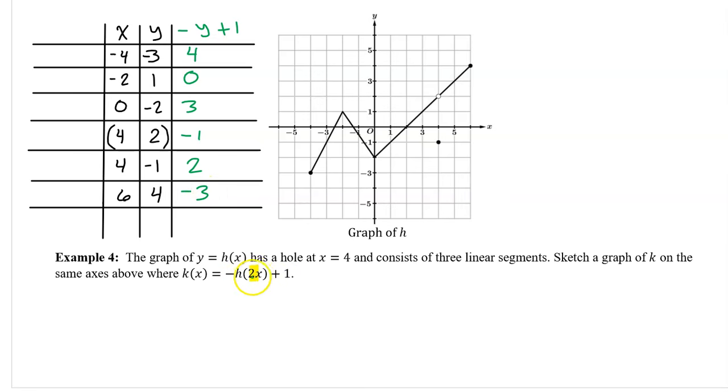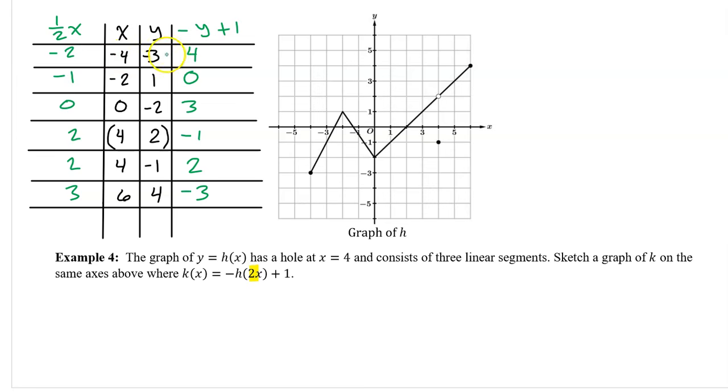Changes happening inside the parentheses are horizontal transformations and will affect the x values. But don't forget, these are the opposite of what they appear. So this 2 is really going to be a horizontal dilation by a factor of 1/2. So when I put my formula for new x values, it should be 1/2 x. So if I apply that transformation to these x values, I get -2, -1, 0, 2, 2, and 3.